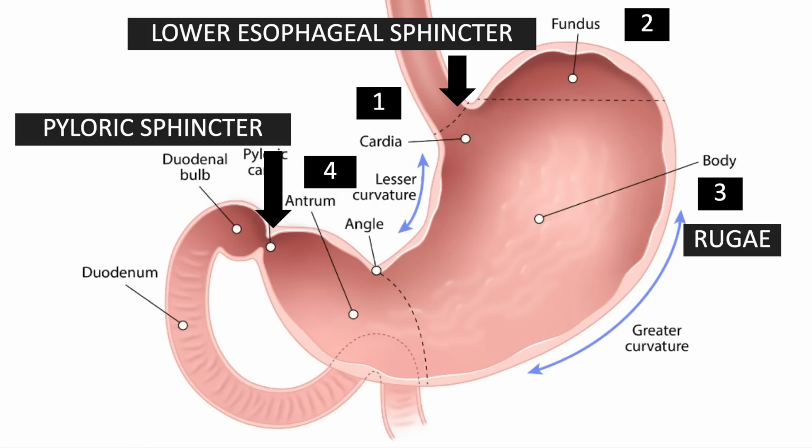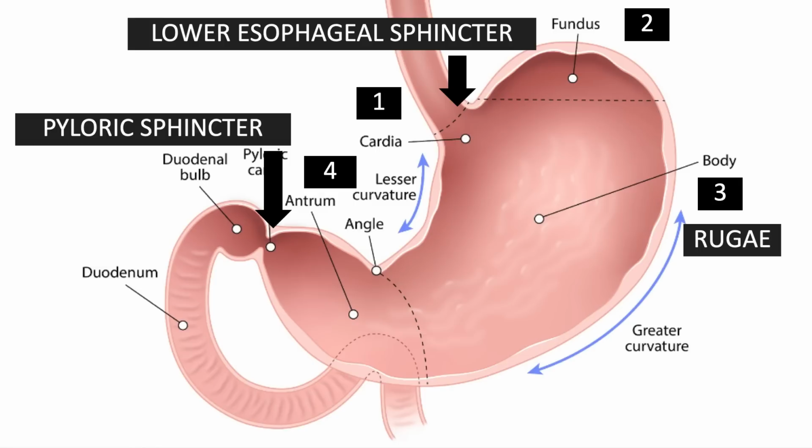So the four main segments of the stomach are, first, the cardia. This is the first section that you come to when you leave the esophagus. The second part is the fundus. This is a bowl-shaped part of the stomach. The third part is the body of the stomach. This is a large section of the stomach and is characterized by rugae, or thickened longitudinal folds that we all see when we watch an upper endoscopy procedure.